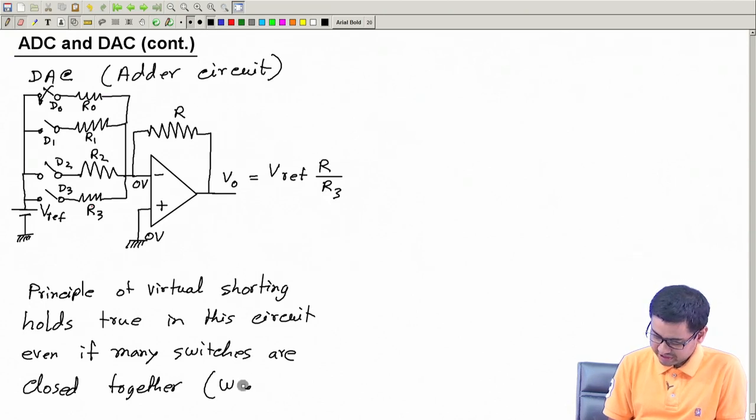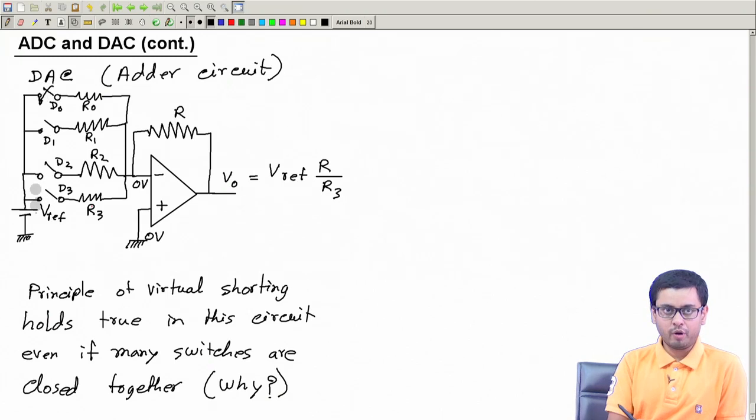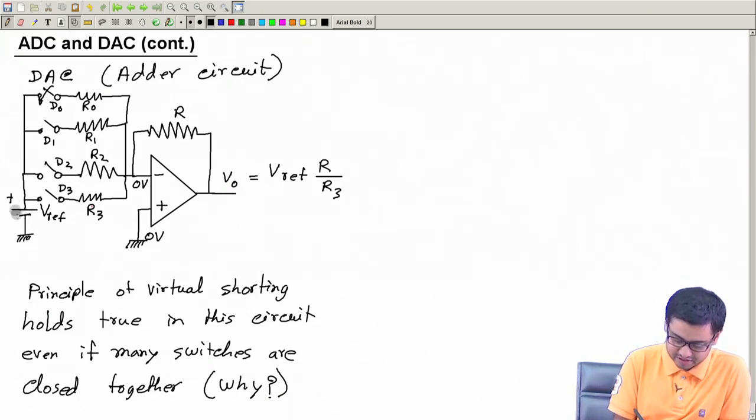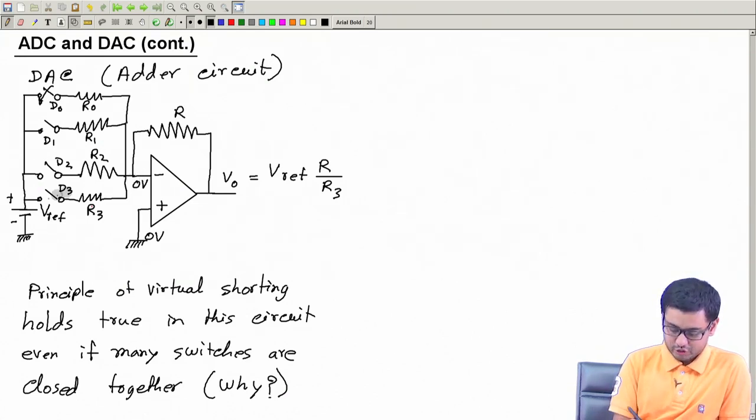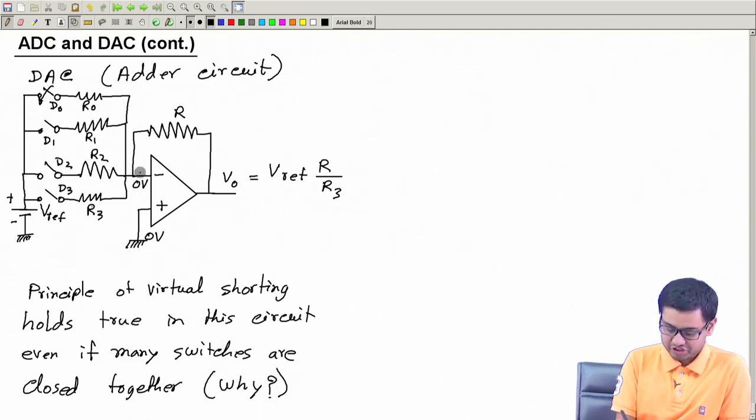Why is this so? The answer is as follows. Even if you connect all or some of them here, this is a positive potential with respect to ground, which will try to make this terminal positive. Current will go through these resistances and try to make this potential positive, because you can connect all these only to a positive voltage. So, this will try to become positive or go up.